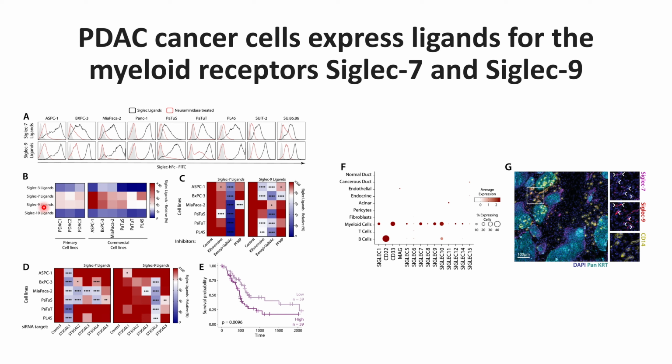panel A and B show the same results, but panel A shows the results with neuraminidase treatment and without neuraminidase treatment, whereas panel B shows the results for different cell lines with different ligands in the form of a heat map.